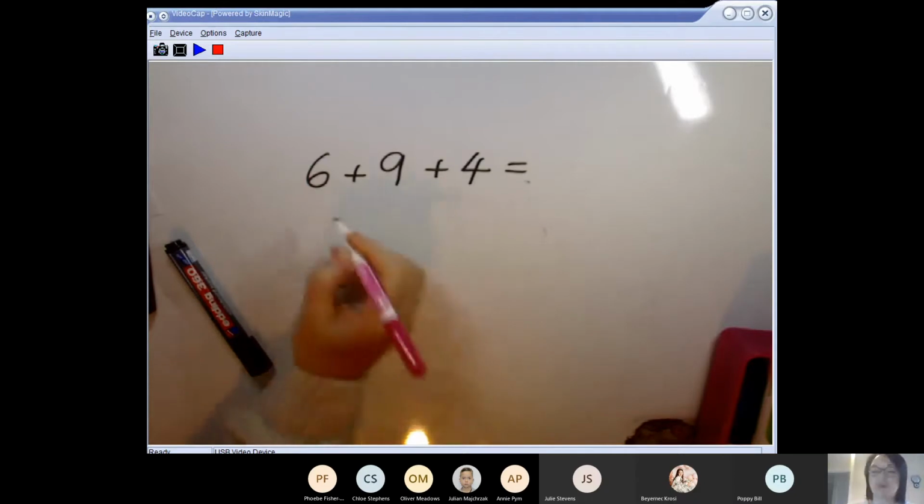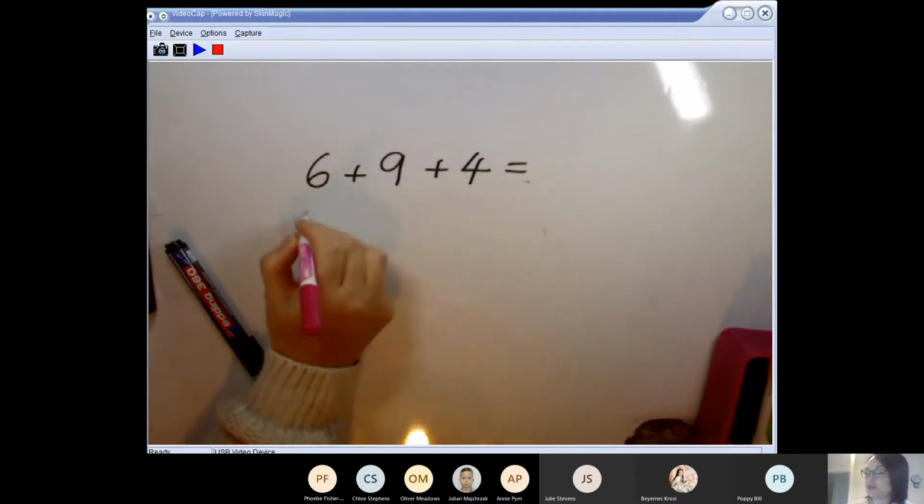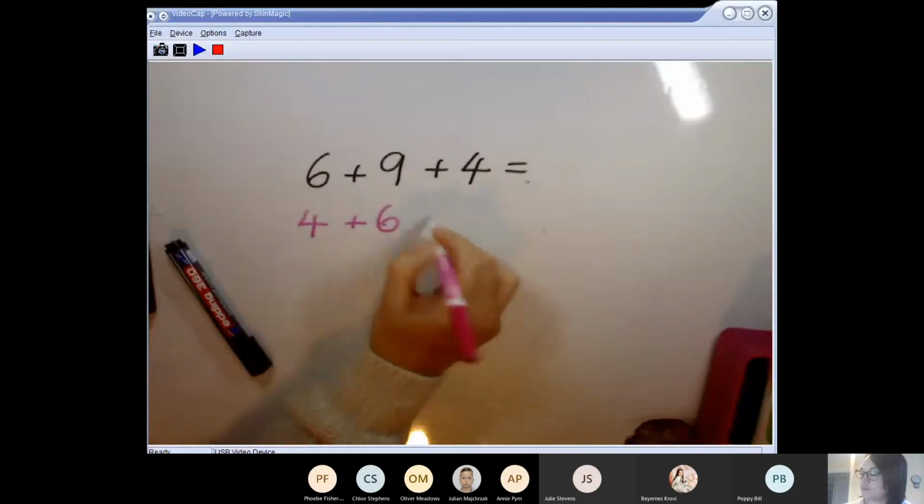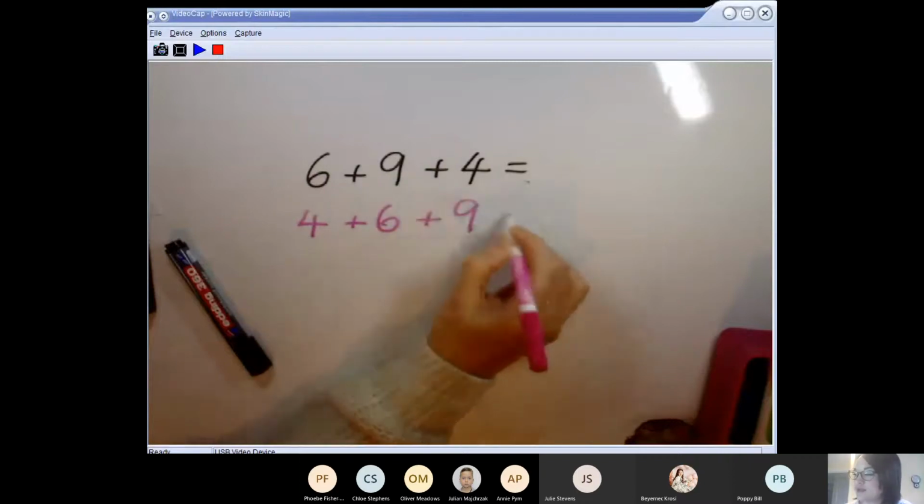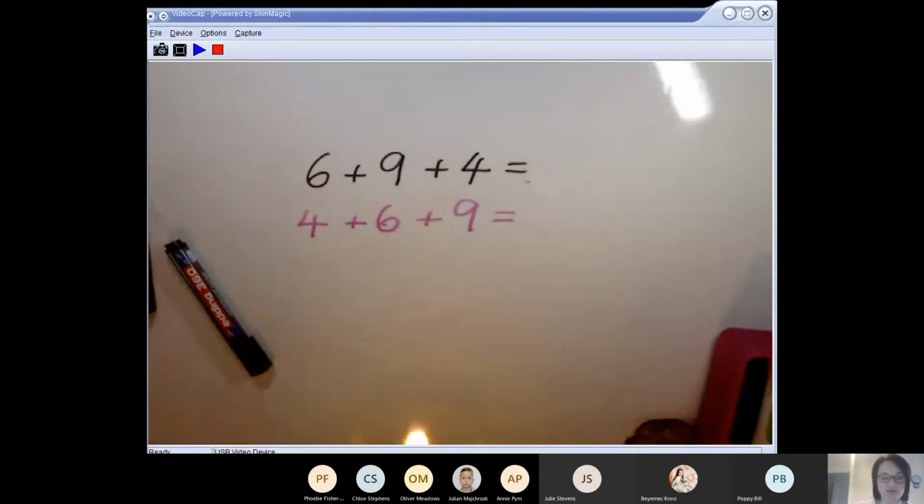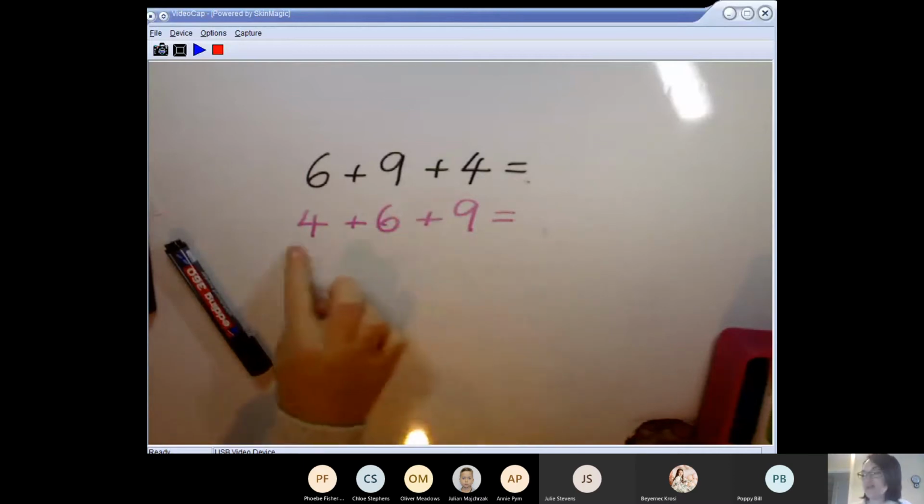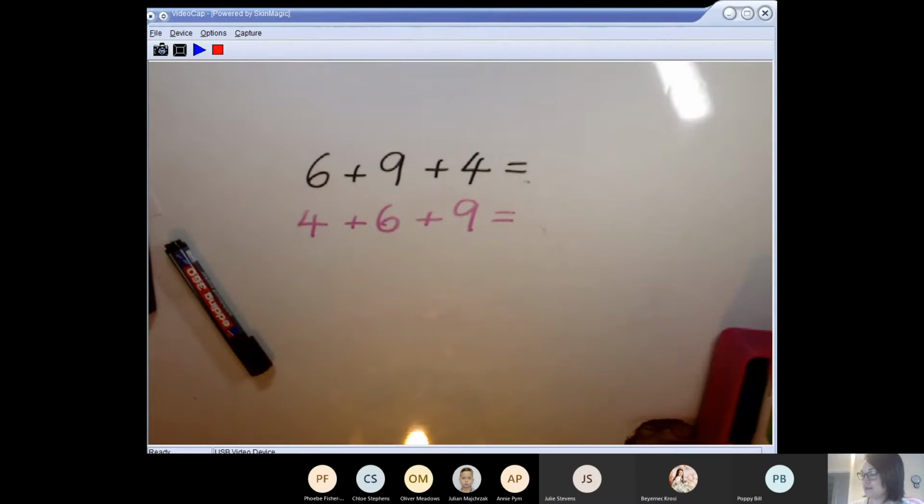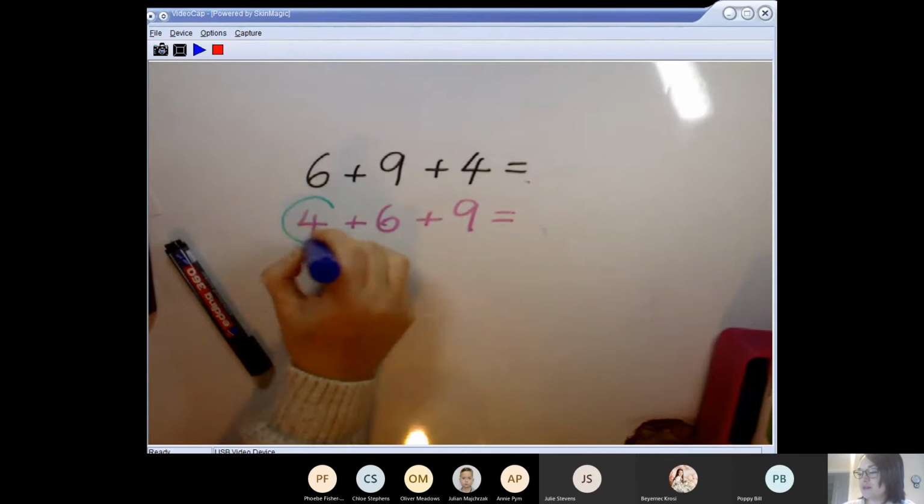I'm going to reorder my calculation, and I'm actually going to start with the 4. And I would do my calculation like that. It's the same numbers, they're just in a different order. See if you can work out why I have put the numbers in this particular order here. There is a reason. The reason links to our ping pong game, actually. The reason is this bit here.